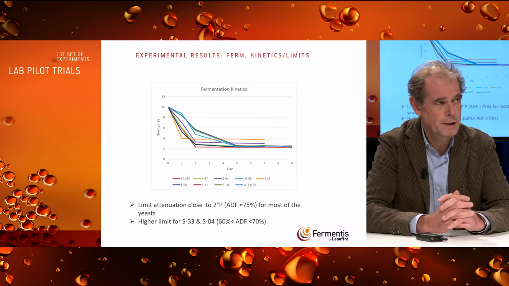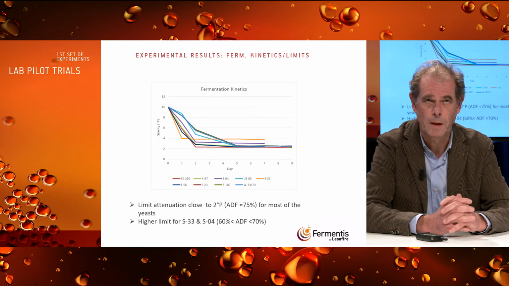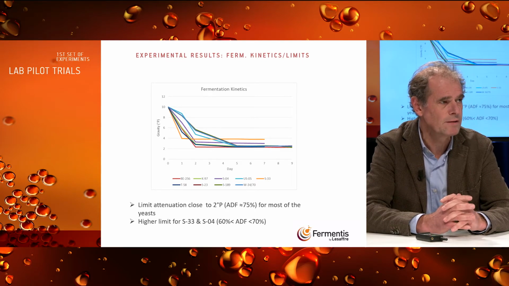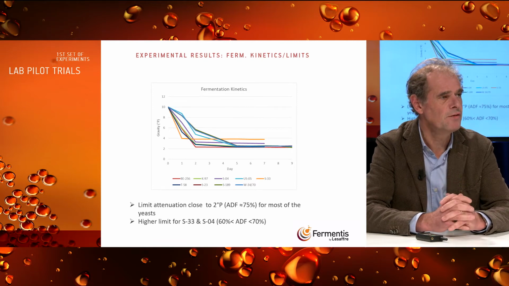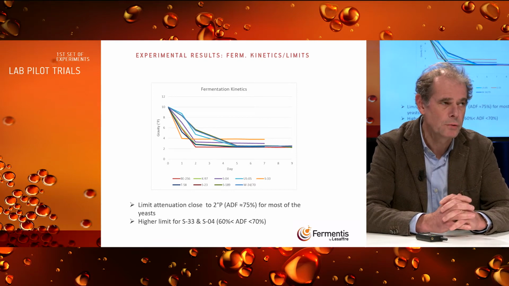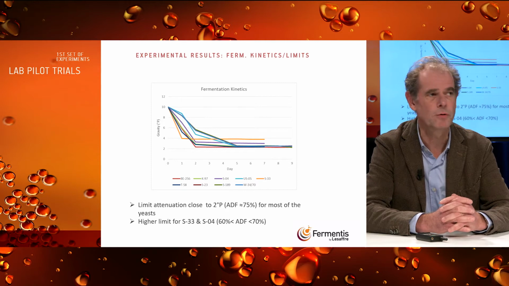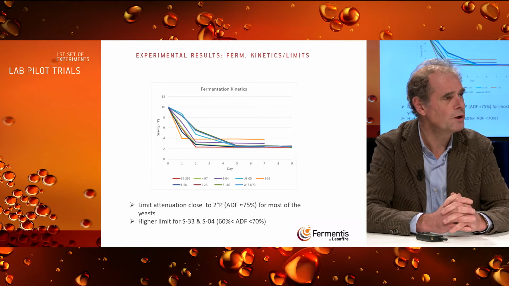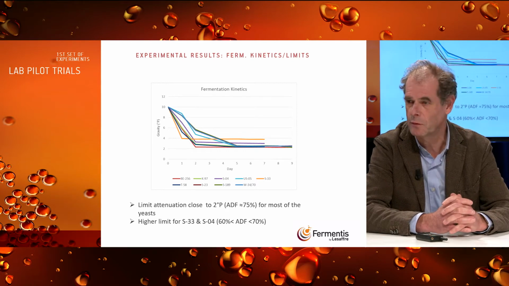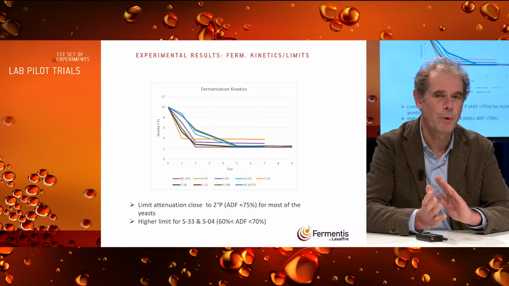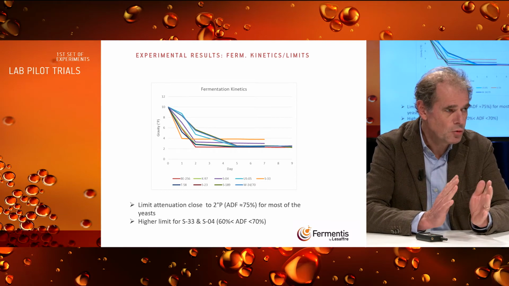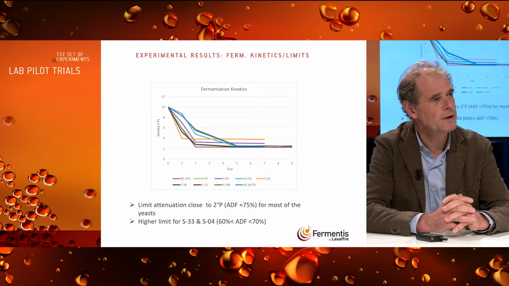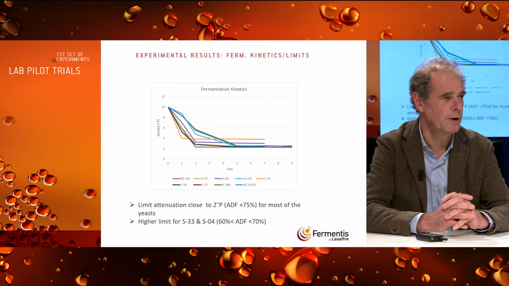We see immediately in this kinetic that the limit was a little lower than expected, and for most of our yeasts we get a limit of about 2 Plato, which corresponds to an apparent degree of fermentation close to 75%. The exceptions are two yeast strains, the S33 and the S04, where we have an apparent degree of fermentation between 60 and 70%. And we see in the graph that the limit is between 4 and 3 degrees Plato.